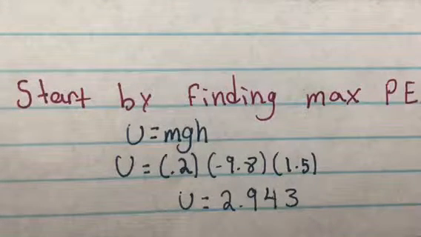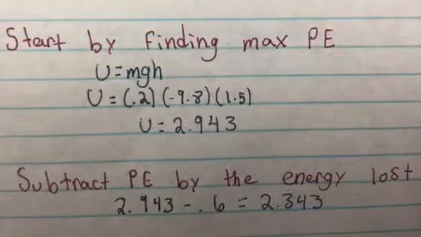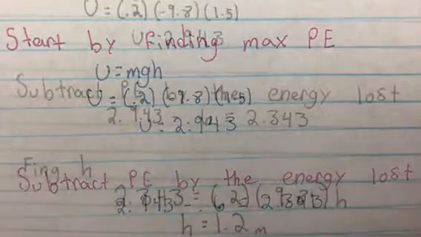To find the max height, you want to find the max potential energy first. That is U equals m times g times h. So U will equal 0.2 times negative 9.8 times 1.5. So U will equal 2.943. Then you want to subtract 0.6 because that is the energy loss. So that will equal 2.343.